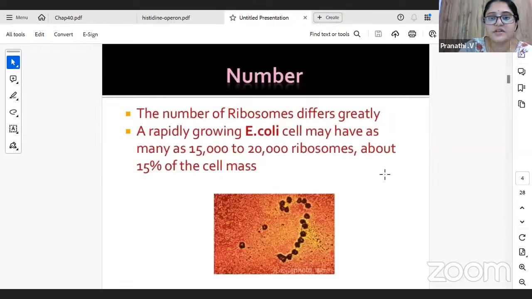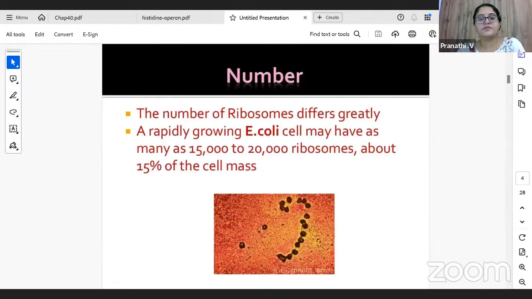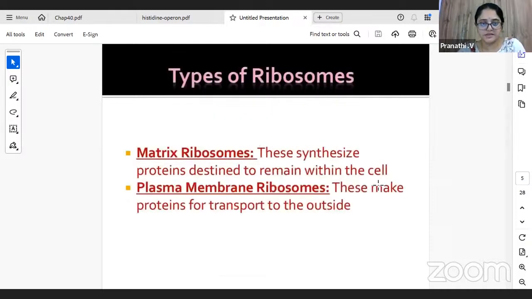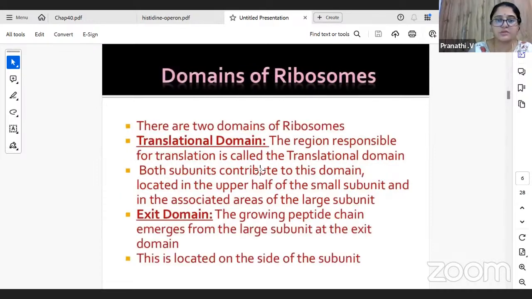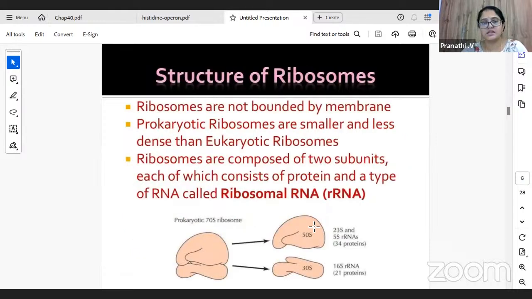Ribonucleoproteins. Palade was the first person to see them. And what are the types again? You have different types in different cells that are present. In fact, two types again, matrix ribosomes and plasma membrane ribosomes. And they have two domains, that is translational domain and exit domain. And prokaryotic ribosomes are of 70S and they weigh around 2.7 million daltons. They have two subunits, which are 50S and 30S.